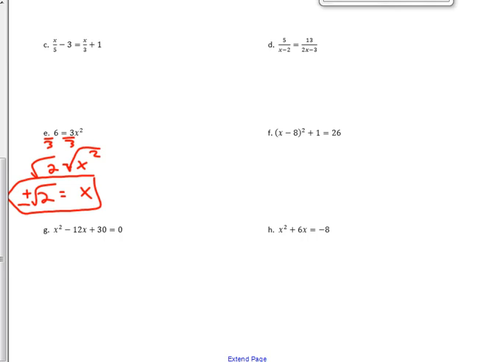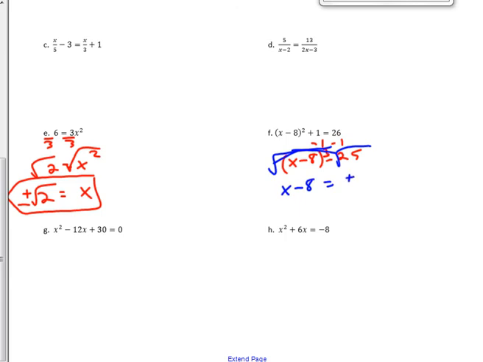For f, I want to get the squared by itself, so I'm going to subtract 1 from both sides, so I get x minus 8 equals 25. X minus 8 is quantity squared. I want to get rid of the squared, so I'm going to take the square root. The squared and the square root cancel. I get x minus 8 equals the square root of 25.